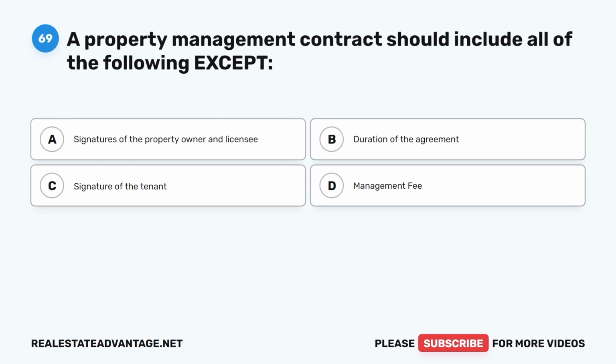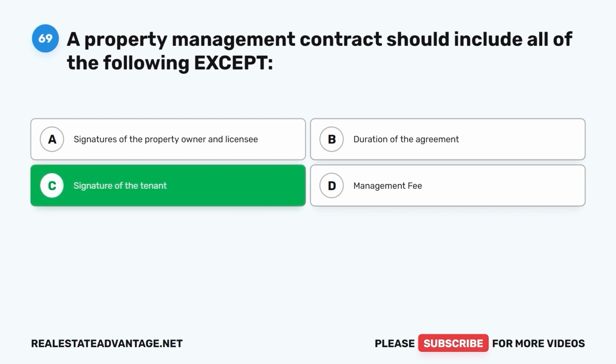Question 69. A property management contract should include all of the following except A. Signatures of the property owner and licensee. B. Duration of the agreement. C. Signature of the tenant. D. Management fee. The correct answer is C.